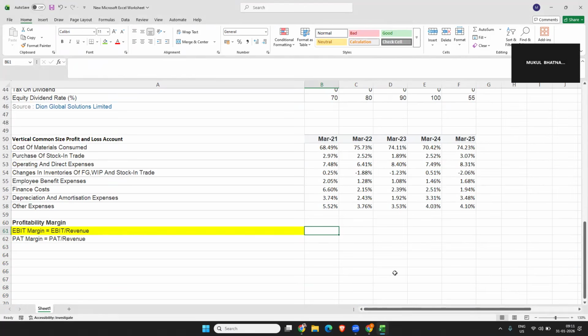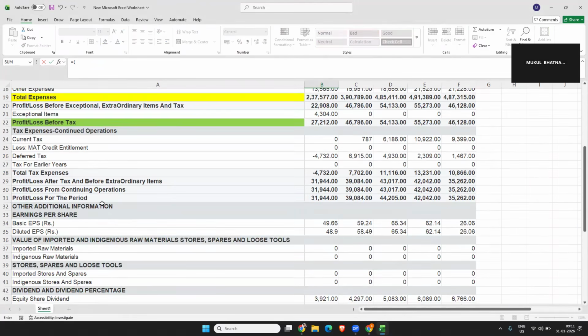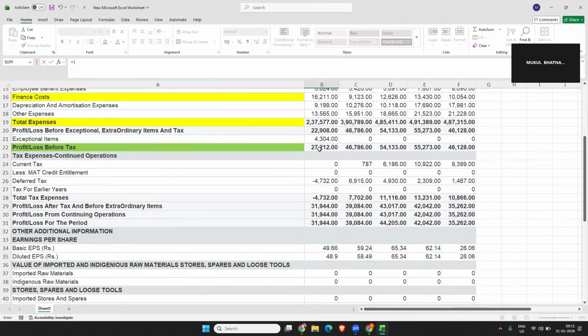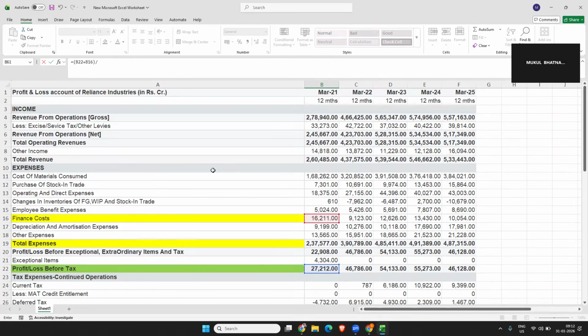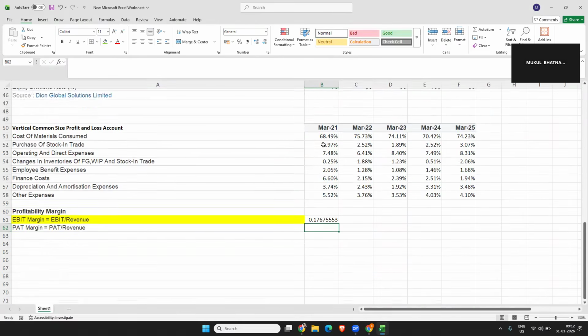So what I am doing, equal to bracket start. This is profit before tax. I am selecting it and I am adding back the amount of interest. Finance cost is your interest. Bracket close. Divided by revenue. Where is the revenue? Here is the revenue, that is revenue from operations net. I will divide by this and I will press enter.